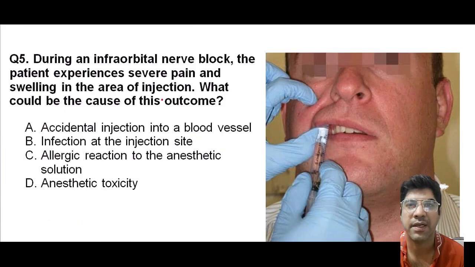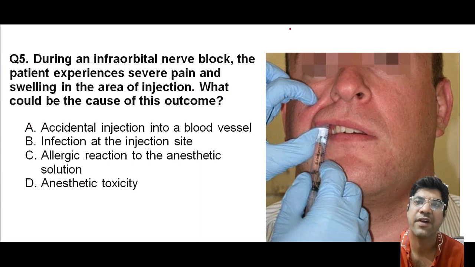During an infraorbital nerve block, the patient experiences severe pain and swelling in the area of injection. That could be due to accidental injection into blood vessels. While you are giving an infraorbital nerve block, the needle accidentally punctures a blood vessel, and the anesthetic solution is injected into the bloodstream.